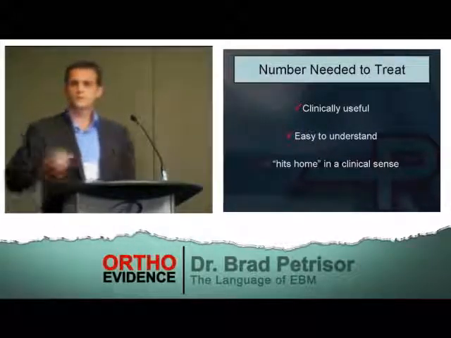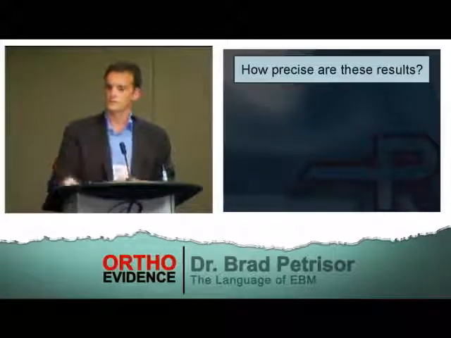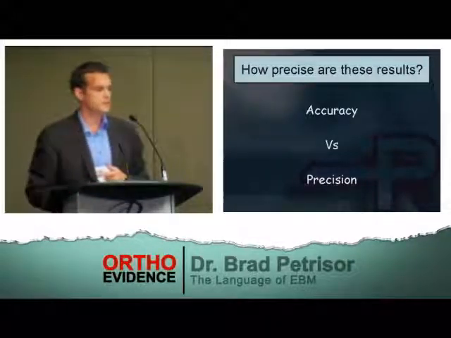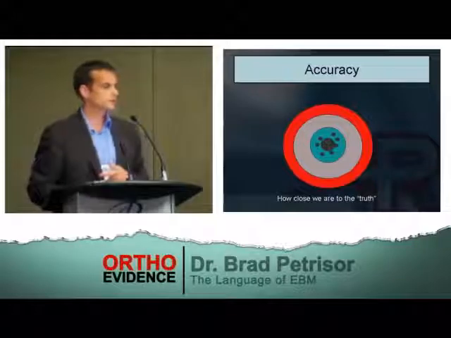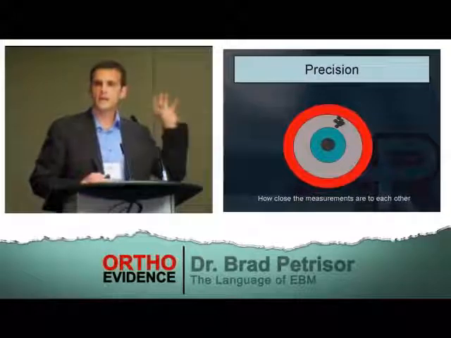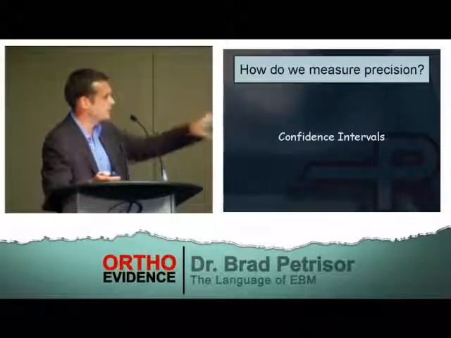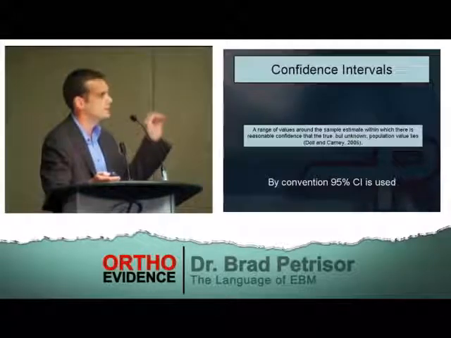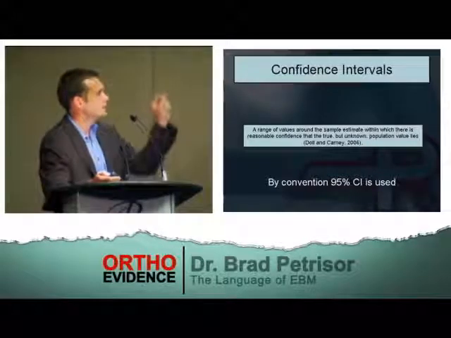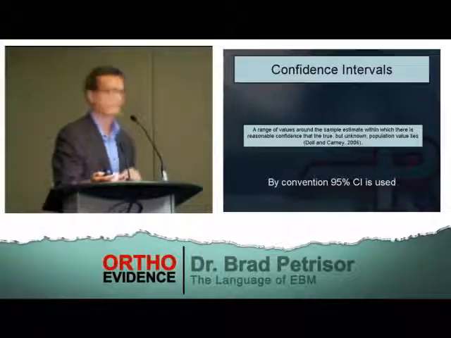So the question then becomes, given the fact that we've got these different ways to present results, how precise are these results? And we talk about the terms accuracy and precision. Accuracy being how close we are to the truth, and precision being how close the measurement estimates are to each other. And how do we measure precision with these? It's with confidence intervals. If we take this right out of the Dahl-Carney text, it's a range of values around the sample estimate, so the relative risk, the odds ratio, or absolute risk reduction, within which there is a reasonable confidence that the true but as yet unknown population value lies.